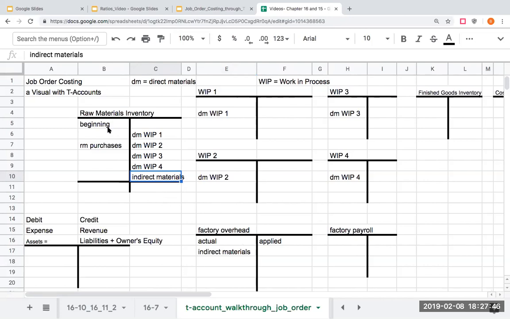So I've got my raw materials inventory, and if I've got 100 different work in process accounts, this is going to be 100 different entries right over here. So I've got my direct materials, WIP 1, WIP 2, WIP 3, WIP 4. And on this other side, I've got my beginning balance plus my raw materials purchases. And I can add that up there.